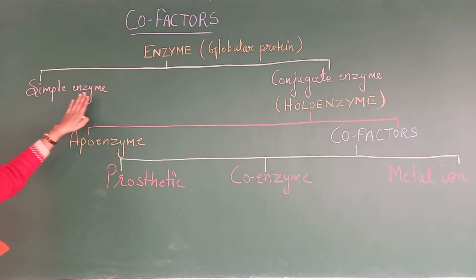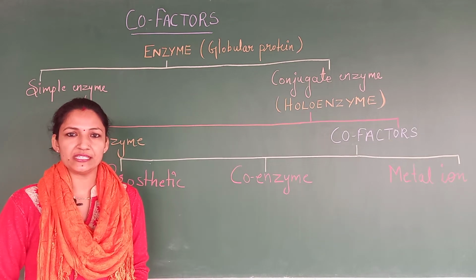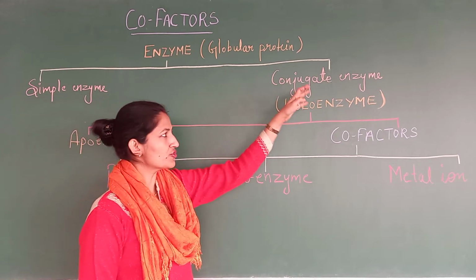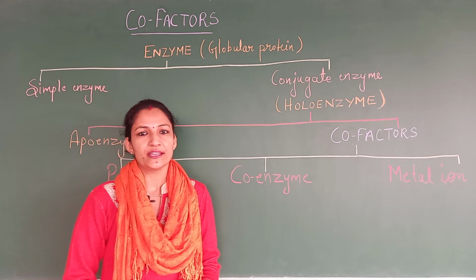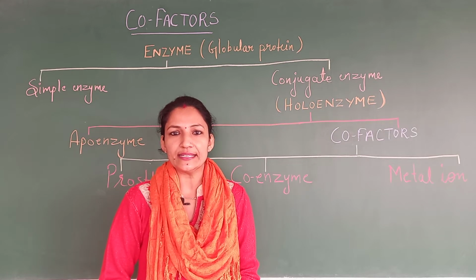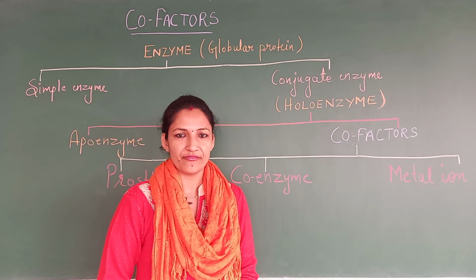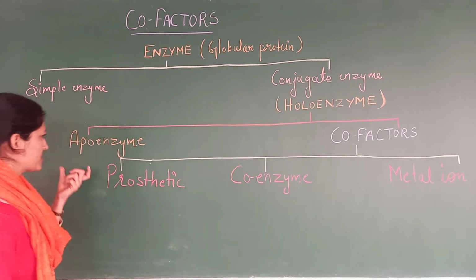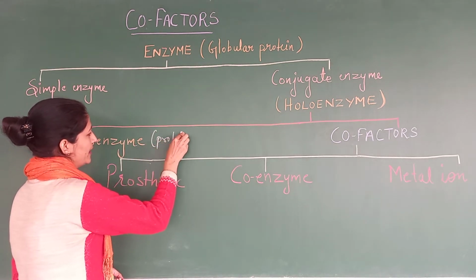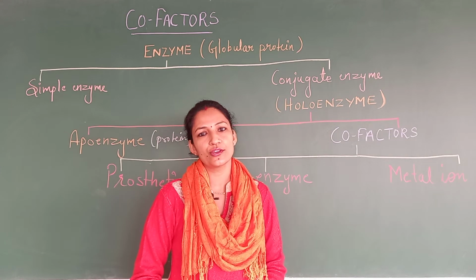So an enzyme can be a simple enzyme made up of only a polypeptide chain, like pepsin, trypsin; they are simple enzymes. When we talk about a conjugate enzyme, in a conjugate enzyme there is one proteinaceous part and one non-proteinaceous part, and collectively we are going to use a term for that, which is holoenzyme. Holoenzyme is having two parts, the proteinaceous part, that is apoenzyme, and the non-protein part termed as cofactors.